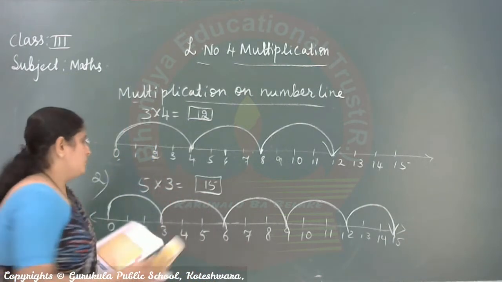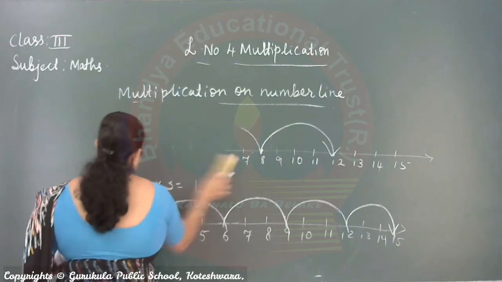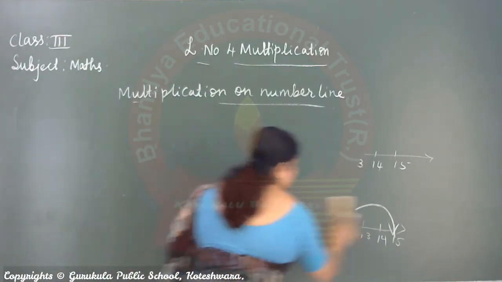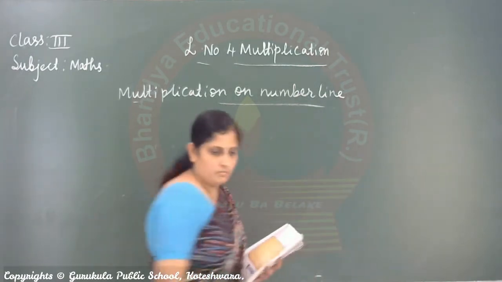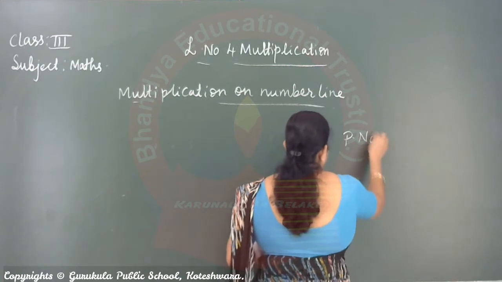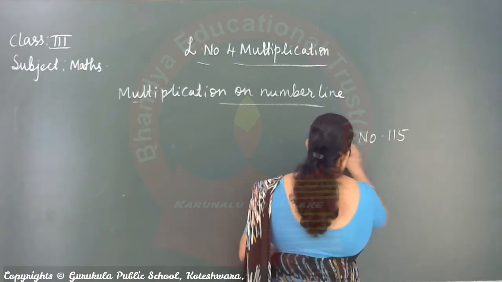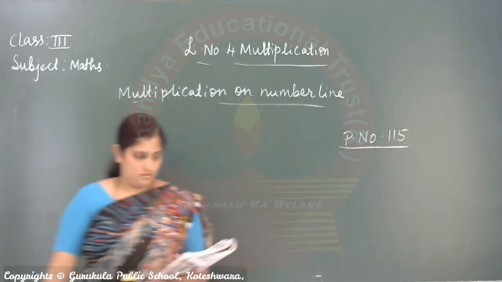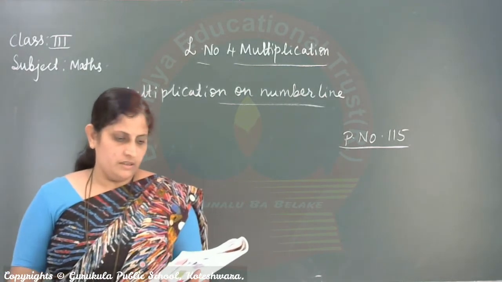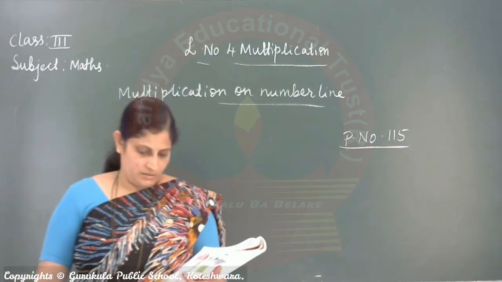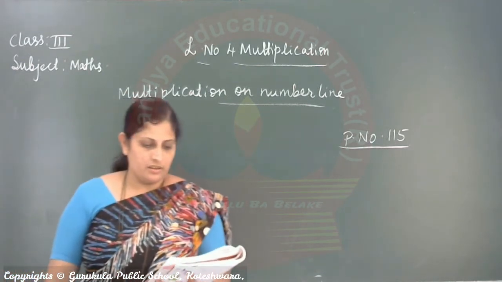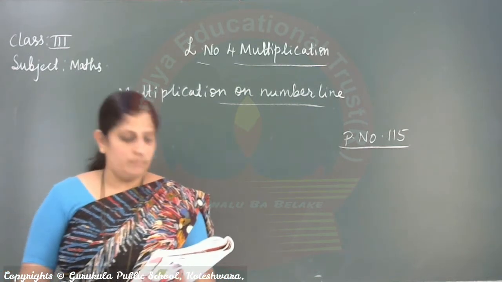Page number 115. See there. Choose the correct multiplication fact shown on the number line.